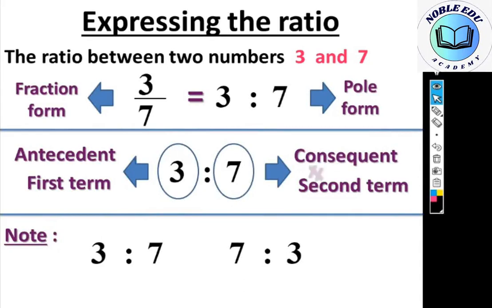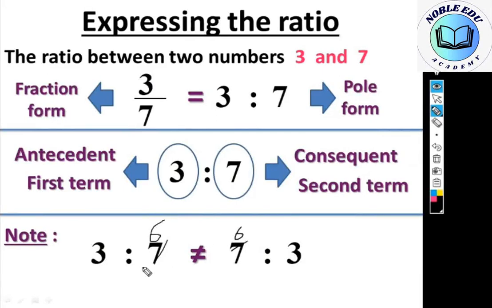Is 3 to 7 equal to 7 to 3? No. Why? Because, for example, if I have 3 over 6 and replace the 7 by 6, I now have 3 to 6. And if I replace the 7 here by 6 again, I have 6 to 3.